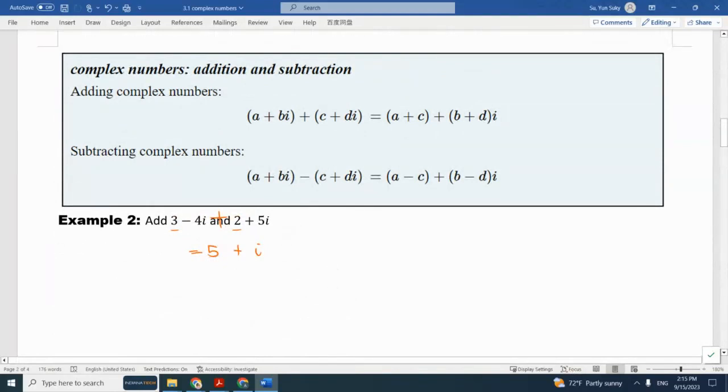Like parentheses, like here? Oh, you can put them in parentheses, but I'm just saying your final answer will be the same.